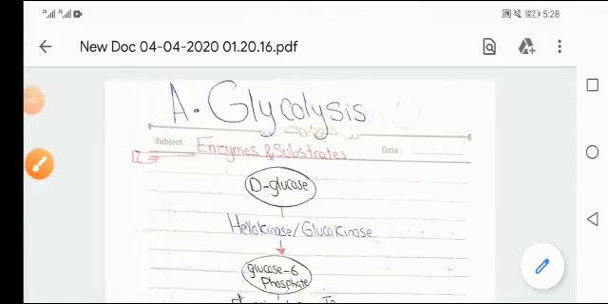Hi, this is the second biochemistry lecture. We are going to continue what we have already started, which is glycolysis. We are going to have an overview of the enzymes and substrates involved in glycolysis. Then we are going to go through each reaction in detail.